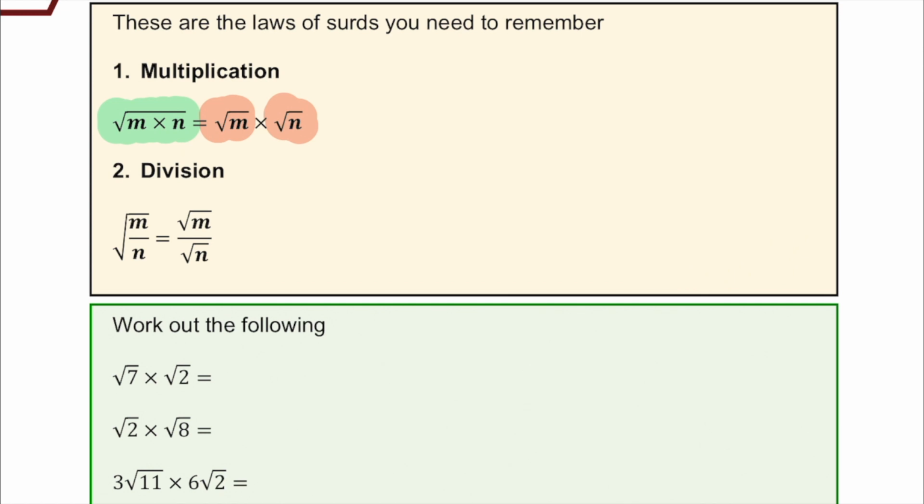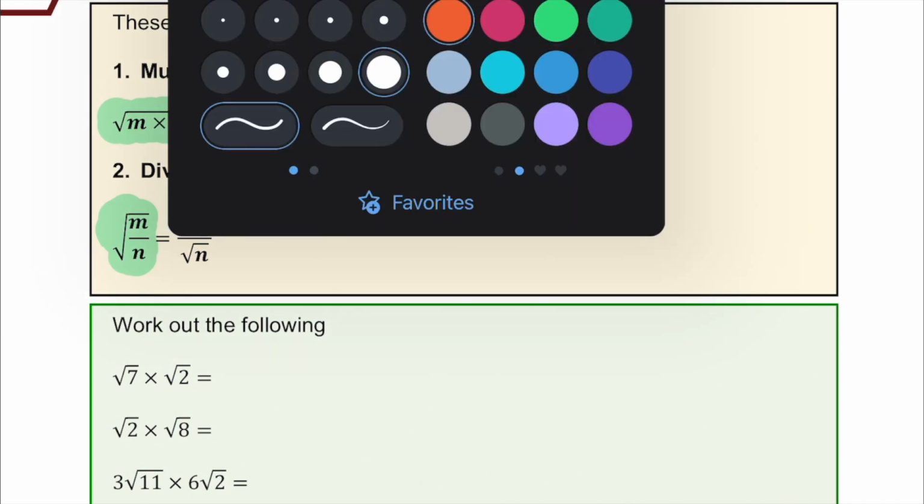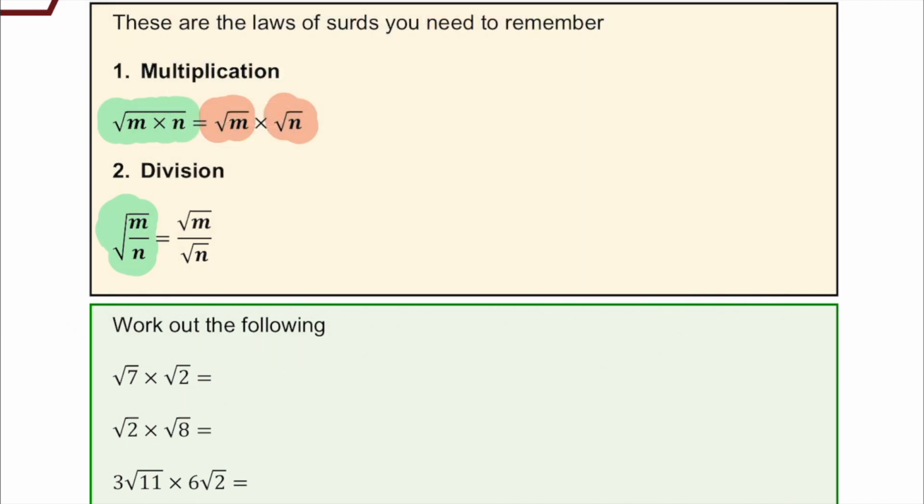Very similar with our next one as well. We can see that this time we're not multiplying, we're doing the inverse, we're dividing, but the rule is very similar. We can see we've got one big root, which is over two things being divided, m divided by n. Now, very simply, same as before, all that we can do here is take that one big root and split it into two separate roots. So it's root m divided by root n instead.